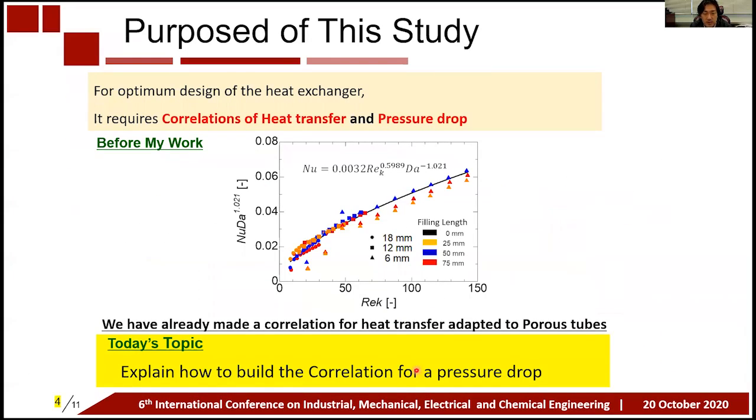The goal of this study is to develop an equation for heat transfer coefficient and pressure drop for the design of sintered fiber heat exchangers. We have already proposed a correlation that can accurately predict the heat transfer coefficient regardless of the pipe diameter and filling length. So today's topic is about understanding the mechanism of pressure drop and the construction of the equation.